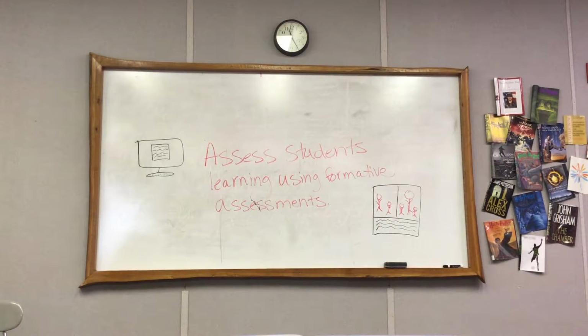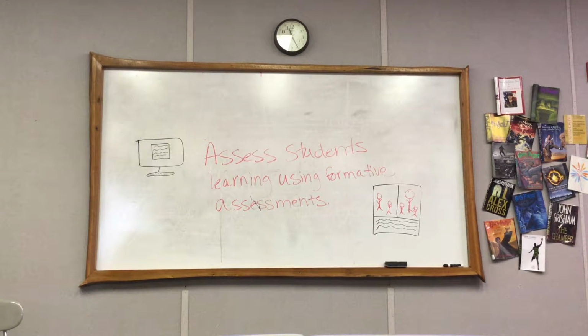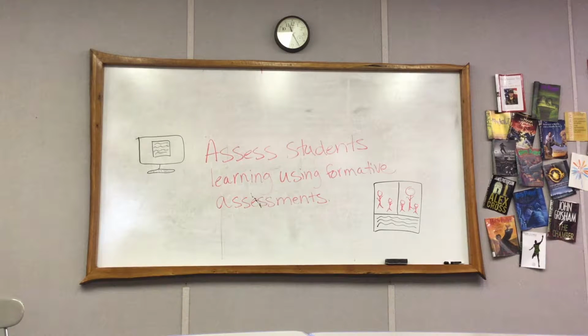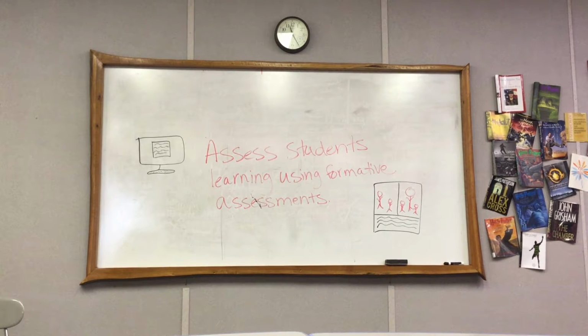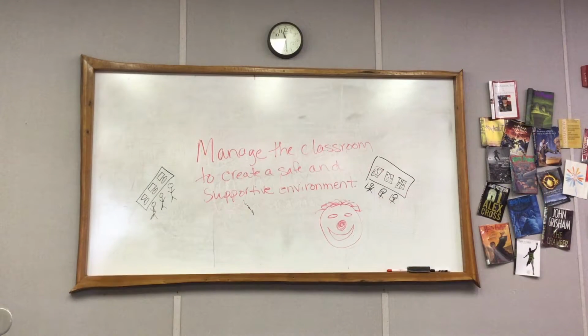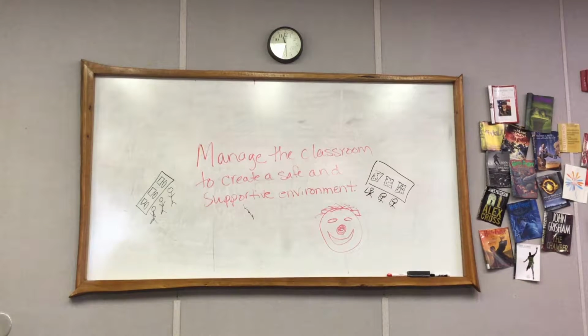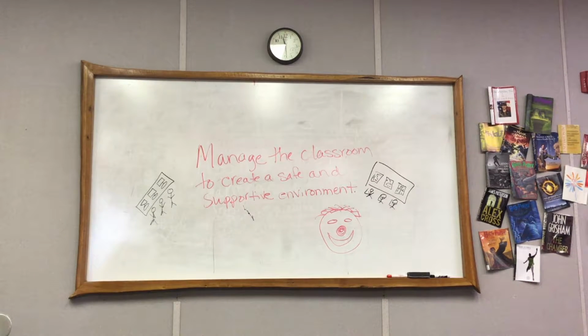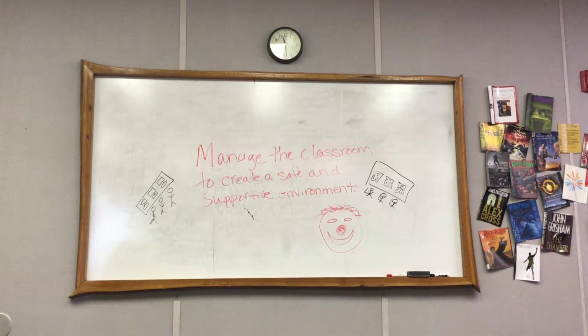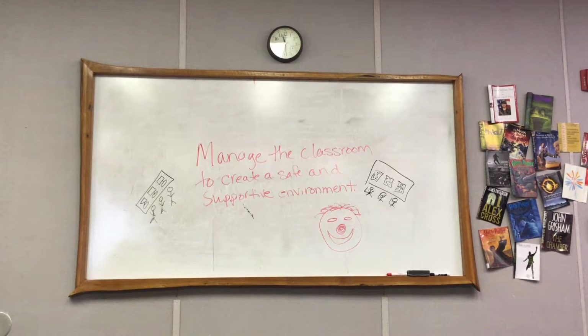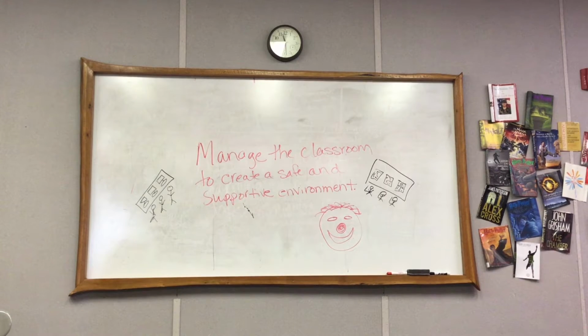We also want to assess students' learning using formative assessments. It's also going to allow us to look at our own teaching styles and see what's effective and what isn't, and change accordingly. By using differentiated instruction, classroom teachers are able to manage the classroom and create a safe and supportive environment so that all students are engaged in learning. Some of these things include using different stations and allowing movement in the classroom from area to area, so that all students are actively engaged throughout the classroom period.